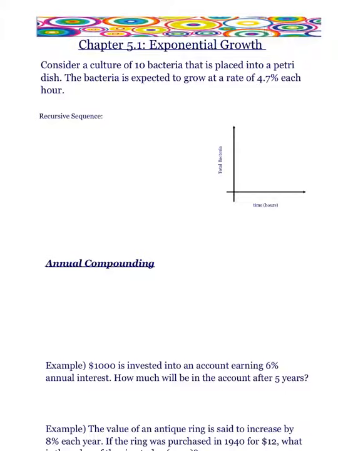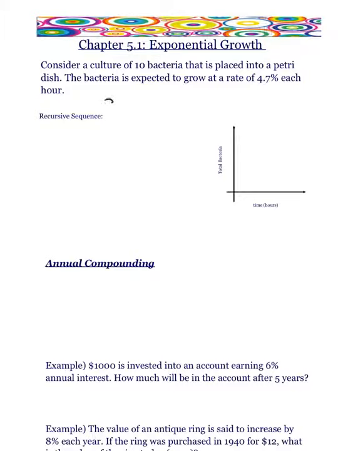Hi everyone, today we are doing chapter 5.1, which is on exponential growth. Let's consider a culture of 10 bacteria that is placed into a petri dish. The bacteria is expected to grow at a rate of 4.7% each hour. Since we just got done with our unit on sequences and series, let's think about this as a recursive sequence.